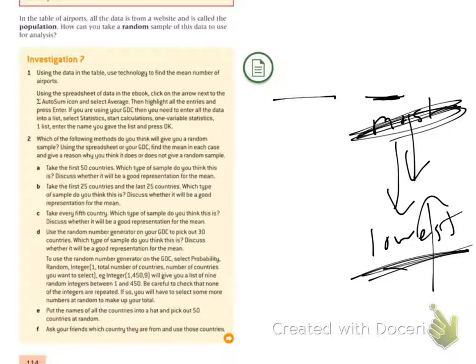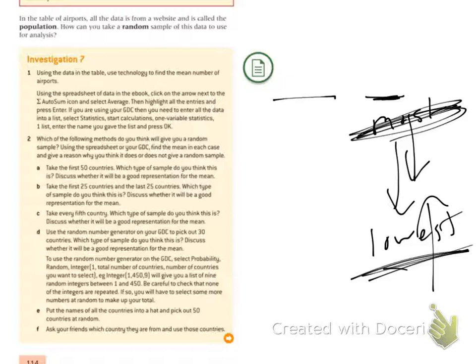Taking every fifth country, I think that would definitely be a good representation, because you are kind of weeding out a few of them, but you're still taking a sampling space across the whole group. So I think that would definitely be good for the mean.